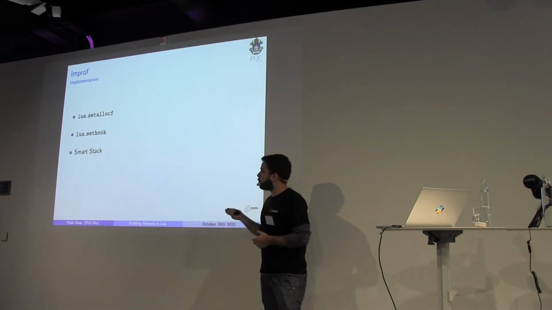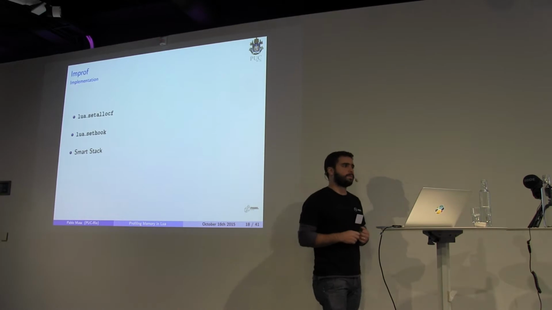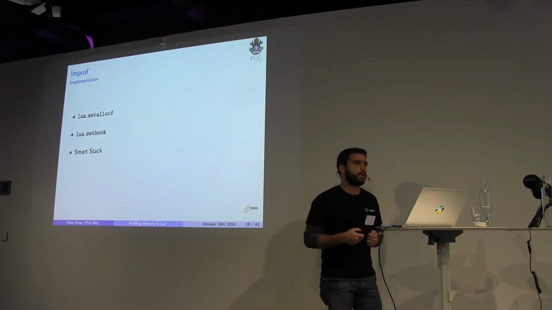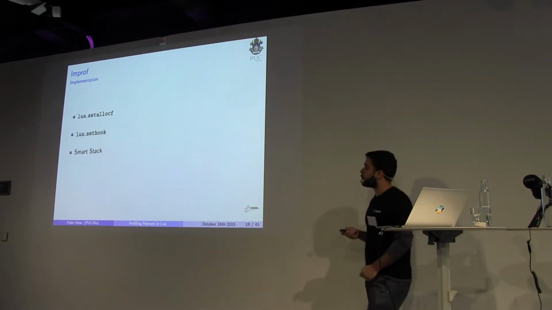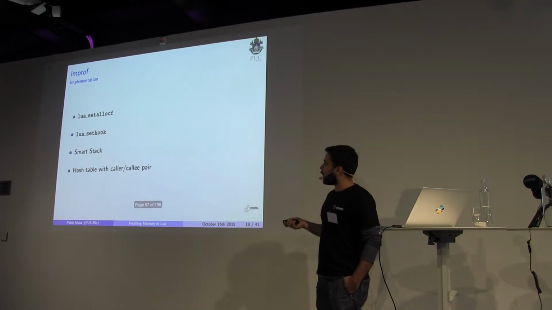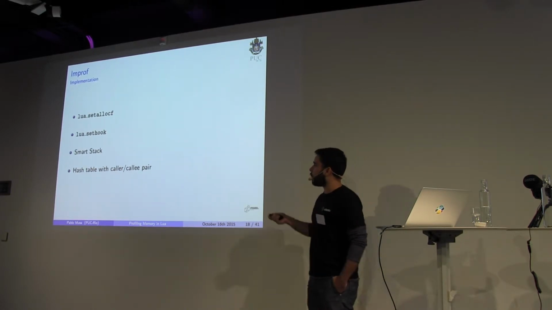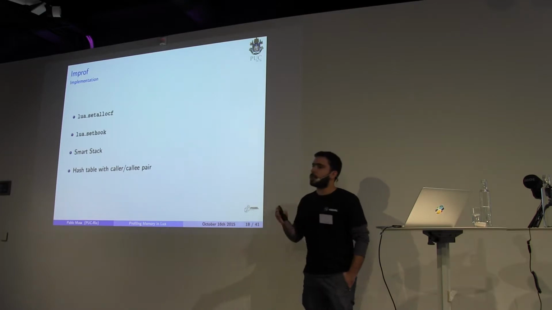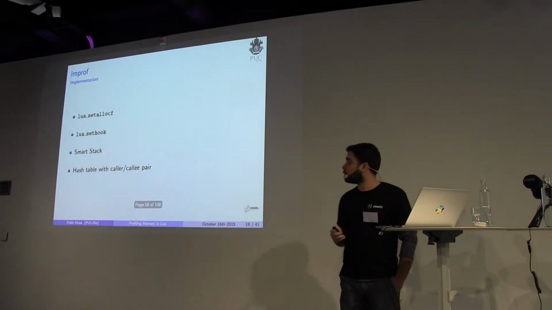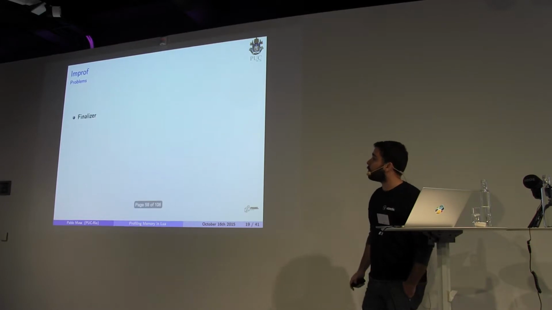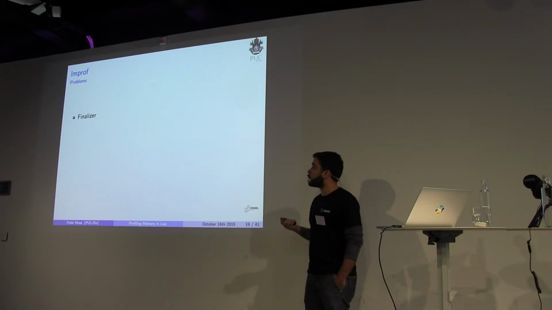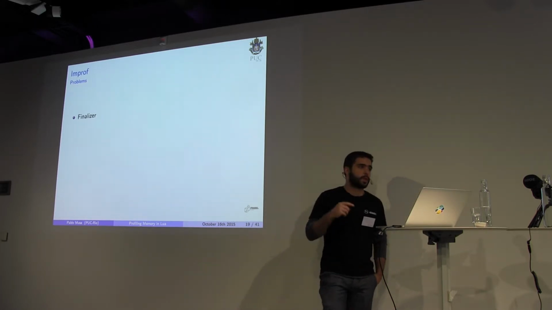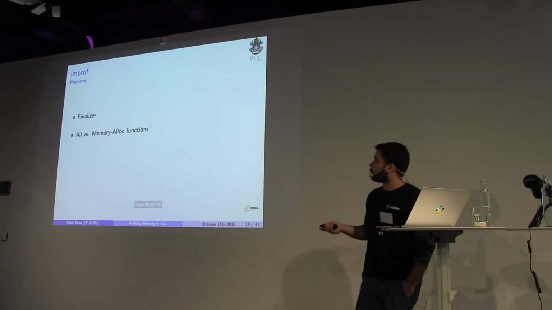I have implemented a smart stack, which is an easier way to deal with tail calls and cycles. And I also have a hash table with a caller-callee pair where I store the information of every call. The problem associated with it, again, is the finalizer, exactly the same problem as before. As we are changing the allocation function, we need to remember to restore it.